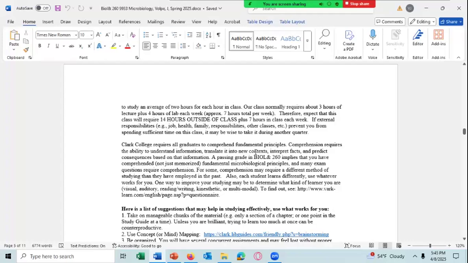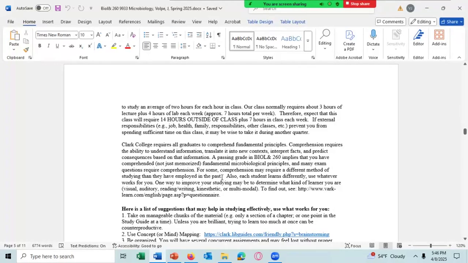You also must understand and comprehend fundamental principles. Comprehension involves the ability to understand information, translate it into new concepts, interpret facts, predict consequences. To get a passing grade in Biology 260 implies you have comprehended, not just memorized, fundamental microbiology principles. And some exam questions do require comprehension.